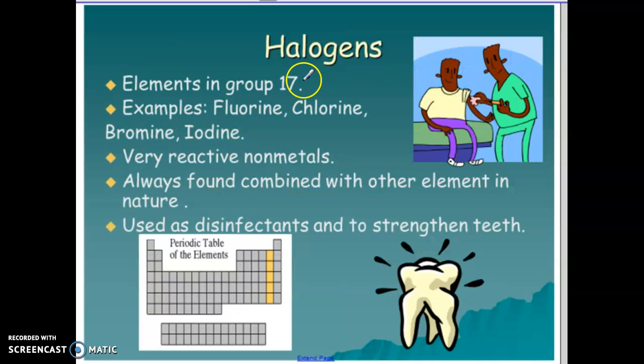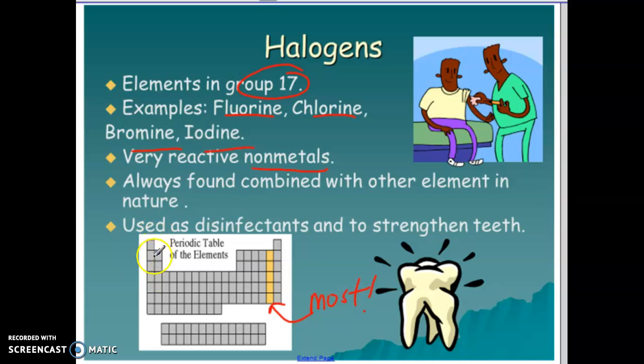So the halogens are group 17. Now group 17 is actually not a metal. They're called non-metals, because they're not metals. So group 17, all of the elements are included in that second last column. I just picked 4 here: fluorine, chlorine, bromine, and iodine. Now group 17 is the most reactive non-metal group.